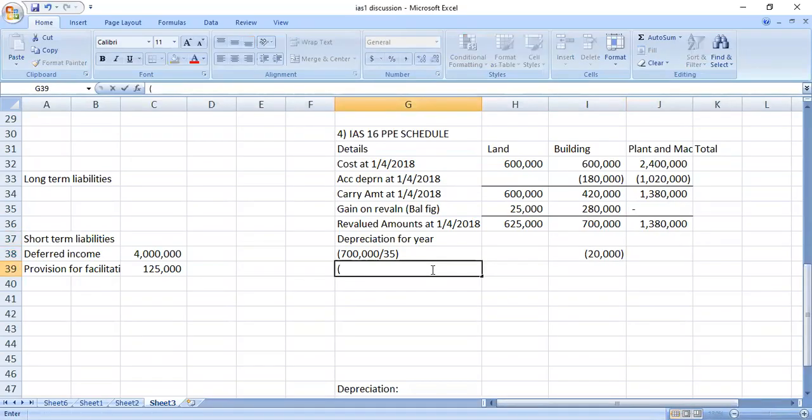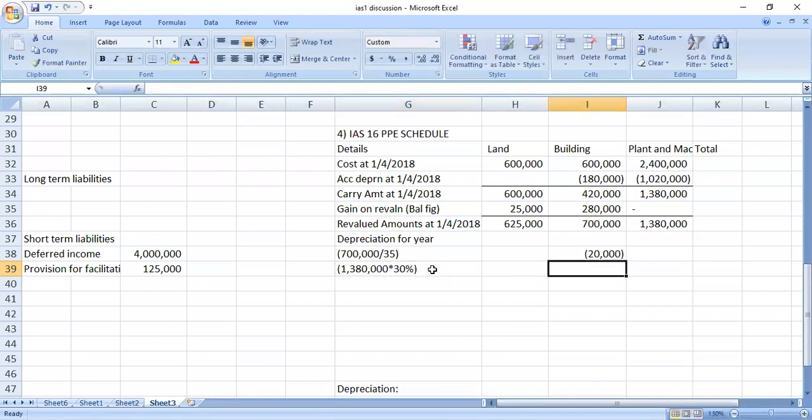You're saying what's the carrying amount? It is 1,380,000. On the carrying amount, that's why we charge the rate as far as reducing balance is concerned. So I say 30% of the carrying amount. That is the depreciation for plant and machinery. And you're done with the note.